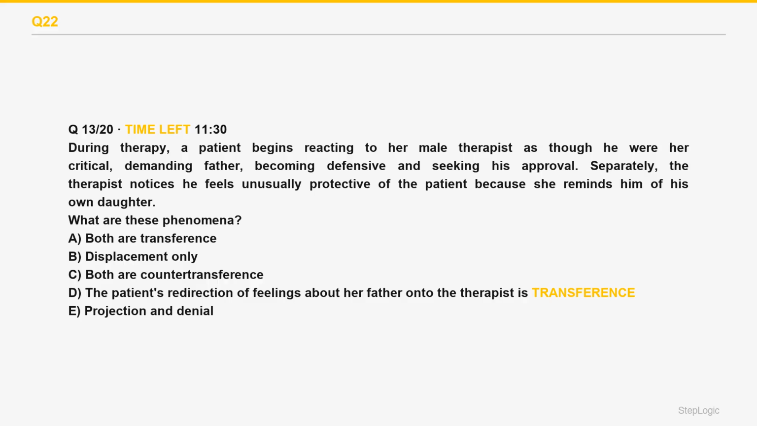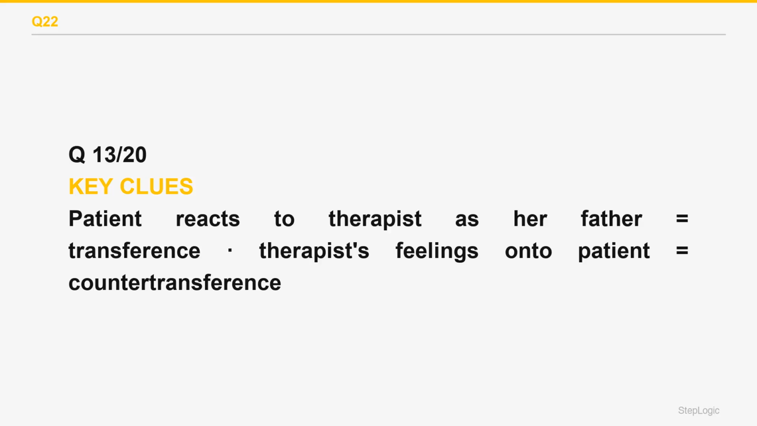What are these phenomena? During therapy, a patient begins reacting to her male therapist as though he were her critical, demanding father, becoming defensive and seeking his approval. Separately, the therapist notices he feels unusually protective of the patient because she reminds him of his own daughter. Read the command: what these phenomena are. Patient to therapist, father feelings: transference. Therapist to patient, daughter feelings: countertransference.